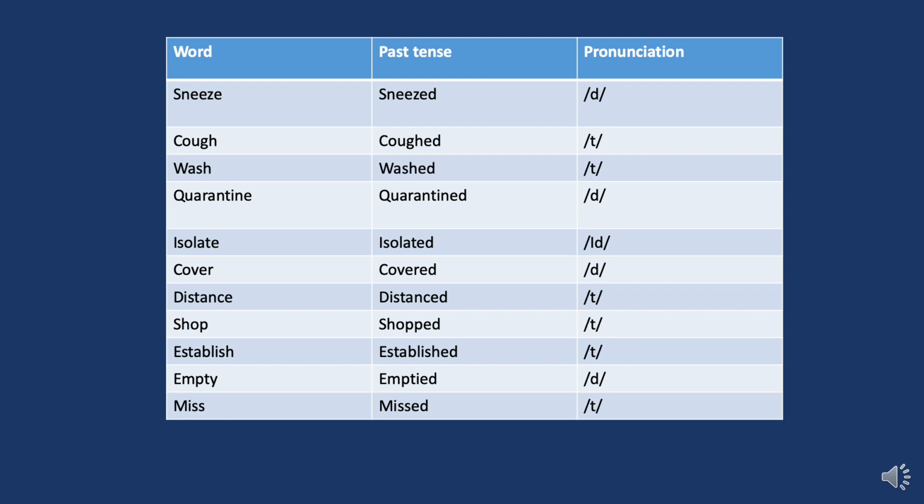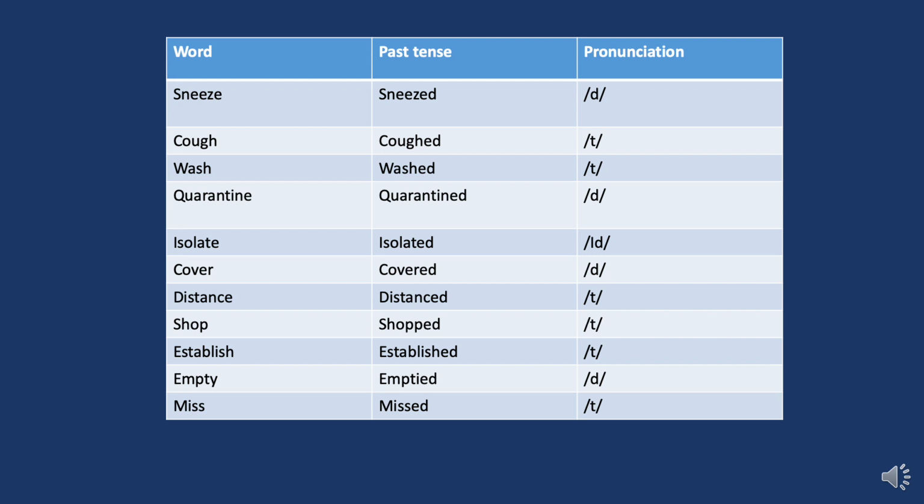Shopped. The next word is establish. The ending sound being sh. Notice that there's no vibration. So the past tense is established. No vibration. Takes a T sound. The next word is empty, with the past tense being emptied. Notice it's a vowel sound at the end. Emptied with a vibration. So then it takes a D sound.